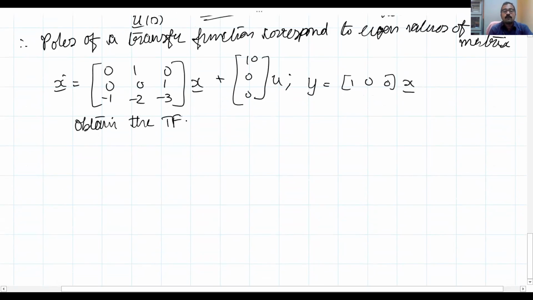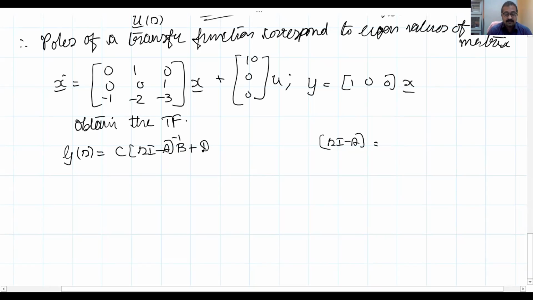Okay, how will you obtain the transfer function? The transfer function G of s is nothing but C into (sI minus A) inverse B plus D. So here D is 0. First we have to find what is sI minus A.